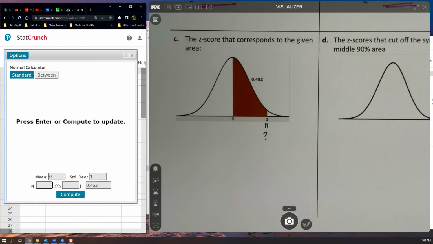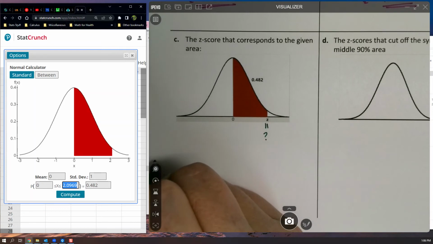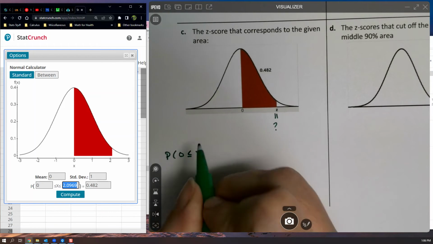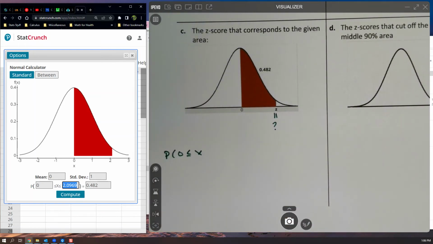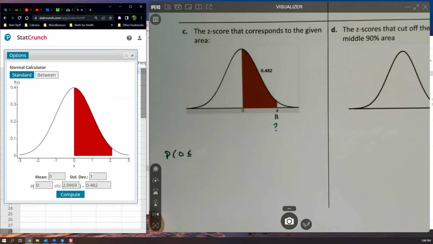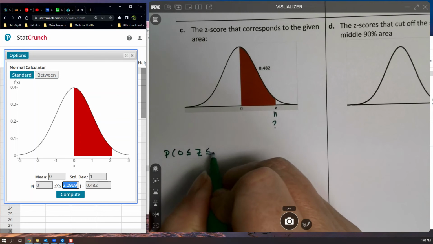Oh, I got to put the 0.462 in first. So 0.482, sorry, my bad. 0.482. So if I put 0.482 here as my area, and I put 0, I'm setting that boundary. And I click compute, it finds the right-hand edge for me. That's the same picture. So probability that 0 is less than or equal to x, or z, I fell into the trap, it's z. I fell into it because it says x right here, but it's not x. StatCrunch doesn't know the difference. It doesn't know that it's a z this time. We do, though, because we know it's 0 and 1 for our mean.